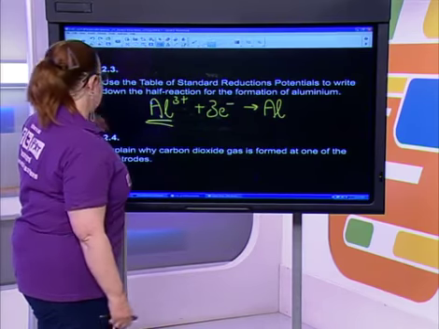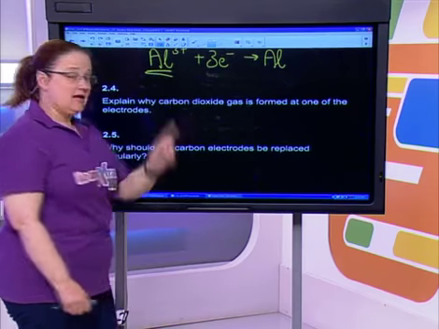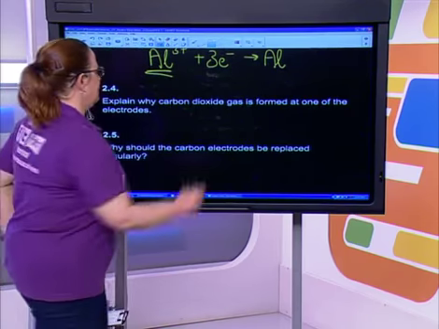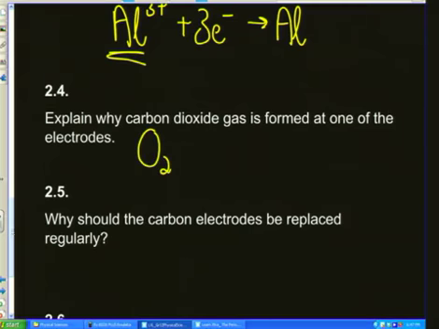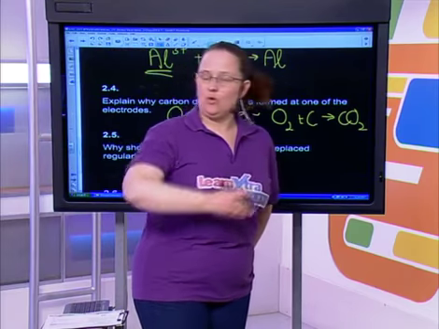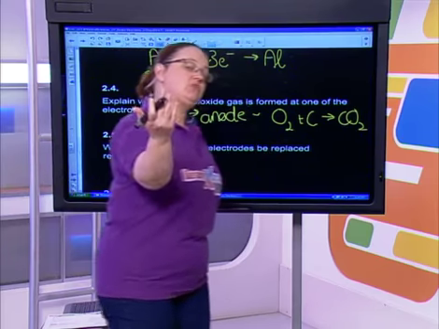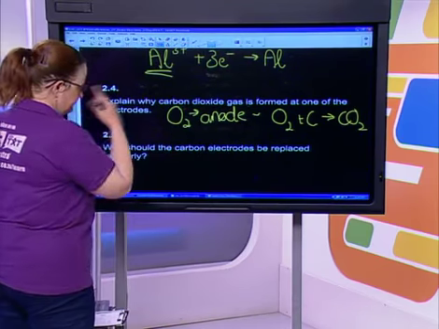Okay? Then explain why carbon dioxide is formed at one of the electrodes. This is just what I was telling you before the break. Oxygen is formed at the anode. The oxygen reacts with the carbon and forms carbon dioxide gas. And because of the high temperature, that's going to happen all by itself. We do not need any help.